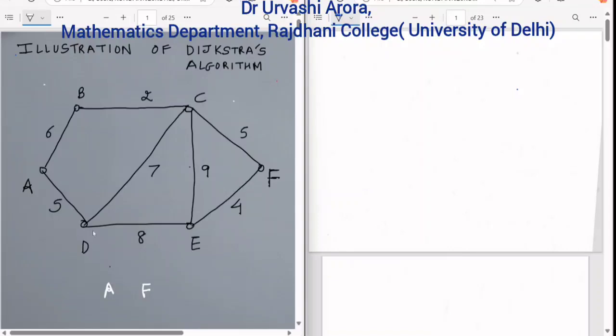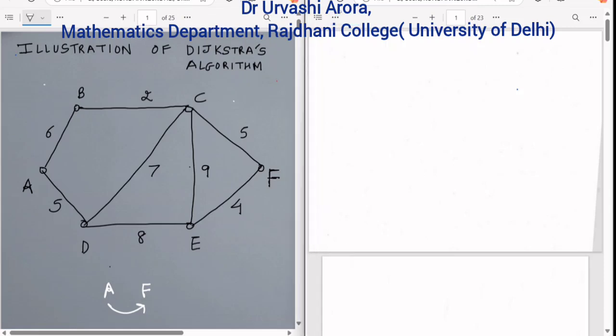Now, as I said already, we have to find the shortest distance and the shortest path traveled from vertex A to F. So for that we have to apply Dijkstra's algorithm, and step by step the steps are like this.